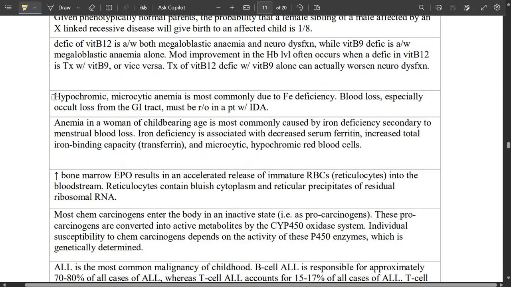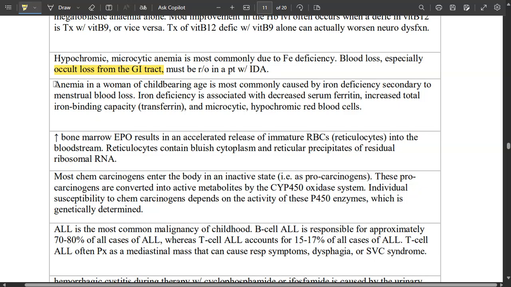Hypochromic microcytic anemia is most commonly due to iron deficiency, blood loss, especially occult loss from the GI tract. Also, the menorrhagia that occurs in females must be ruled out in a patient with IDA. So, in a patient with IDA, occult blood loss from GI tract must be ruled out. Next point, anemia in a woman of childbearing age is most commonly caused by iron deficiency secondary to menstrual blood loss. So if a woman has the potential to be pregnant, the anemia occurs because of iron deficiency secondary to menstrual blood loss. I had already discussed it before.